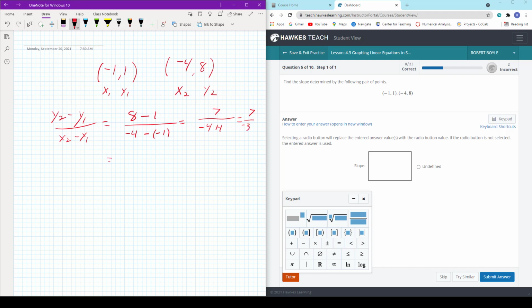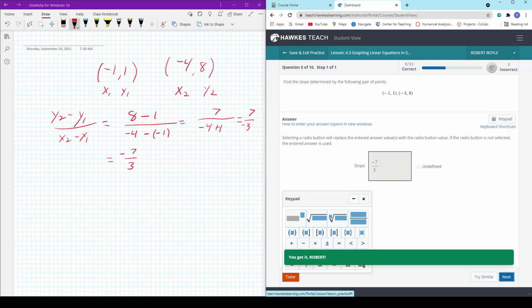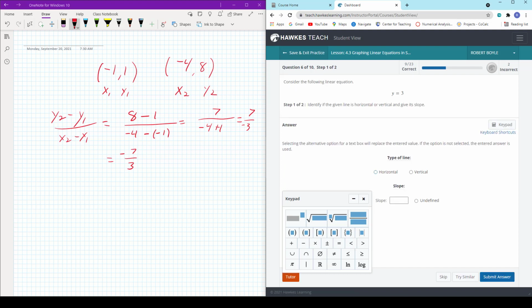But I want to write that as negative 7/3. We can't have negative signs in the denominator. So to answer that, I am going to put negative 7 on top, go down and put in 3. Let's see if I did that correctly. There you go. And that's how that problem works.